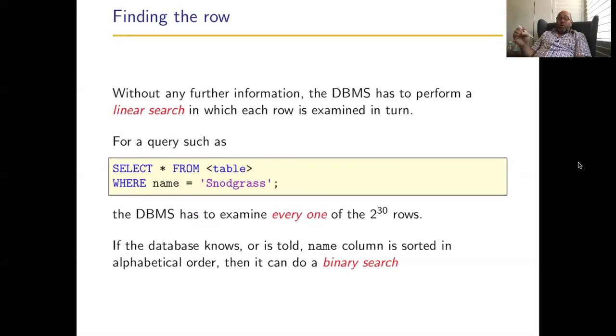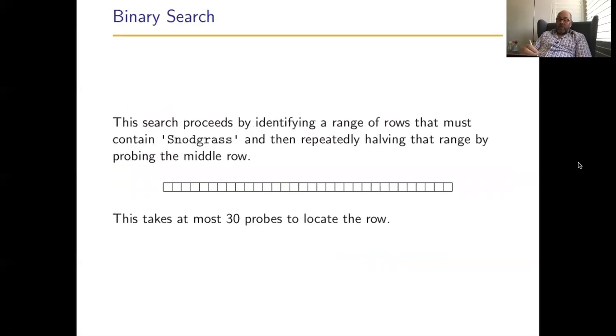Okay, if we know, or rather if we tell the database, that the name column is sorted in alphabetical order, then you can do a dramatically better way of finding the name Snodgrass, if it's there, which is to do a binary search. Now, I don't want to get into too much detail about what a binary search is, so I'm just going to do a little example and informally hope that you can roughly understand how it works.